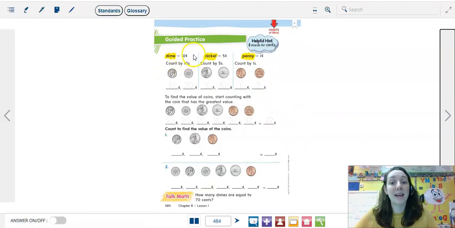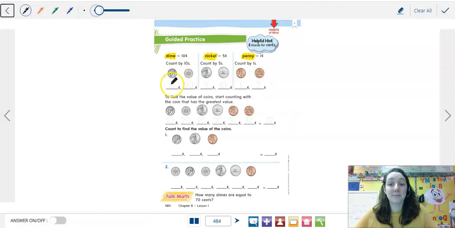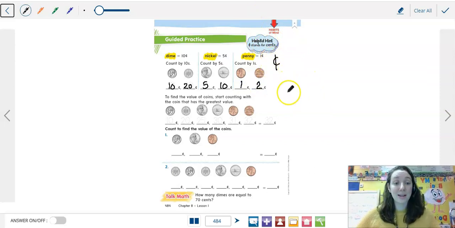A dime equals 10 cents. Count by tens. 10, 20, and they were so kind, they already have the cent sign for us. Nickels are worth 5. Count by fives. 5, 10. Pennies are worth 1 cent. Count by ones. 1, 2. And the helpful hint that they showed us is this sign that we talked about stands for cents, right? So anytime you have cents, that's the sign you use to write it, and it goes after the number, as you can see, which is a little different than dollar signs, which we're going to talk about later in the week, which go before the number, so cents goes after.